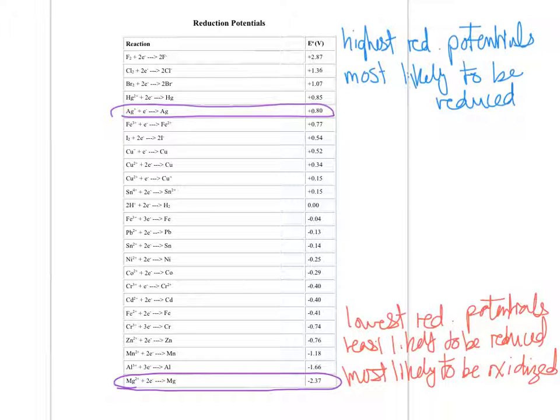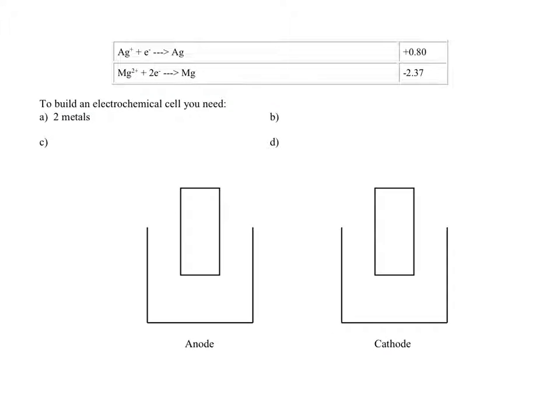So the one with the higher reduction potential, that's going to be reduced. The one with the lower reduction potential, that's going to be oxidized. So here I have the same table from before, just the silver and the magnesium, because those are the ones that I'm interested in. And we said that the silver is going to be reduced, the magnesium is going to be oxidized, because the silver has a higher reduction potential.